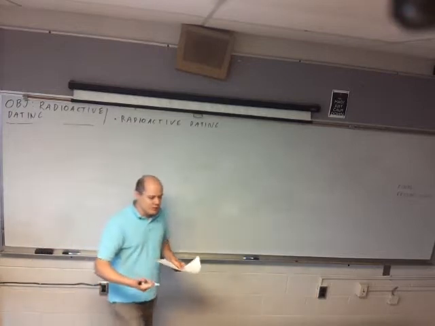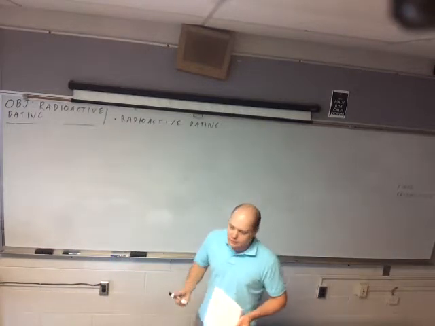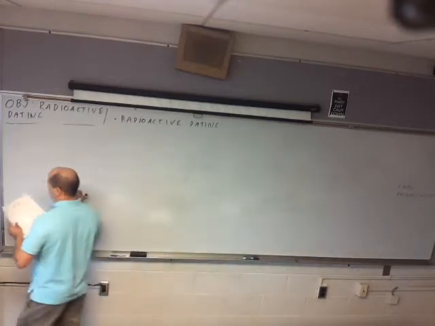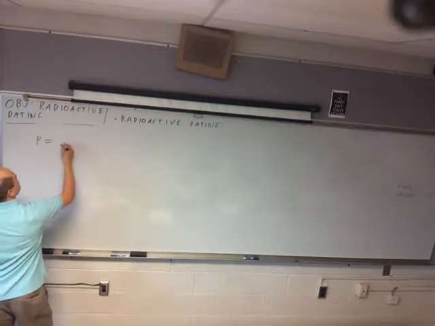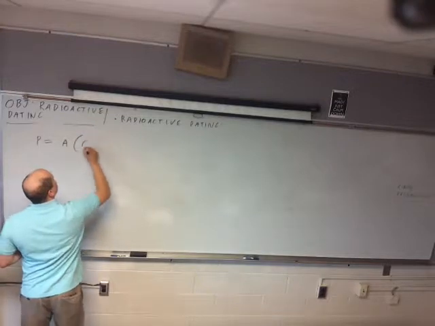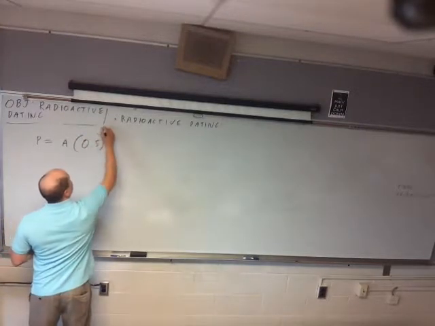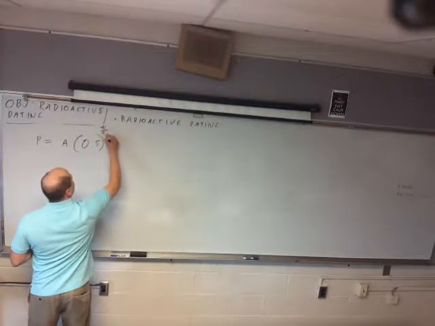So we know the present amount, we know the original amount, what we don't know is time. So we're going to take the equation from Friday, and we're going to solve that for time. So here is our original equation. P equals A times 0.5 to the power of T over T half.